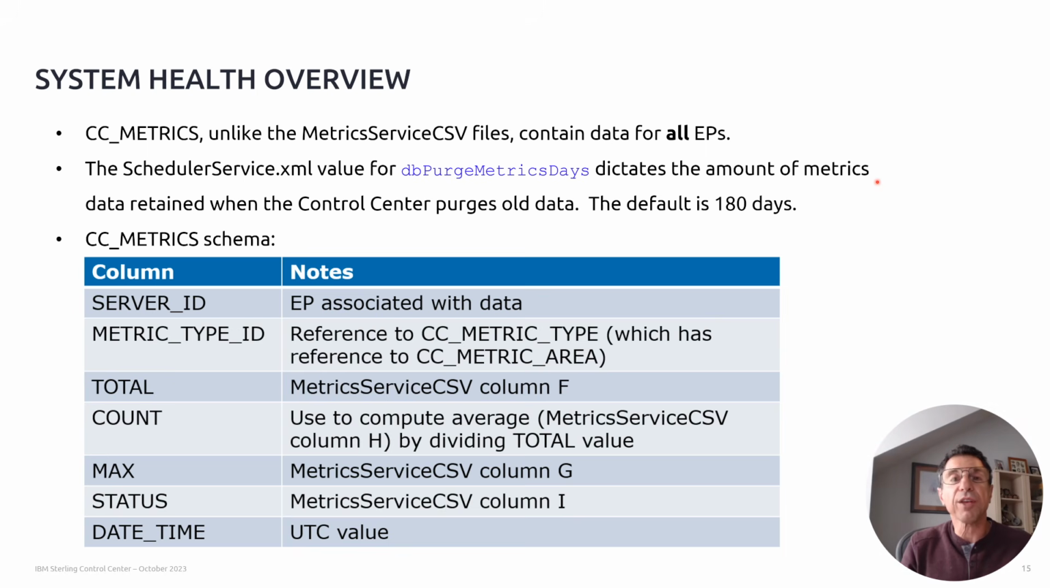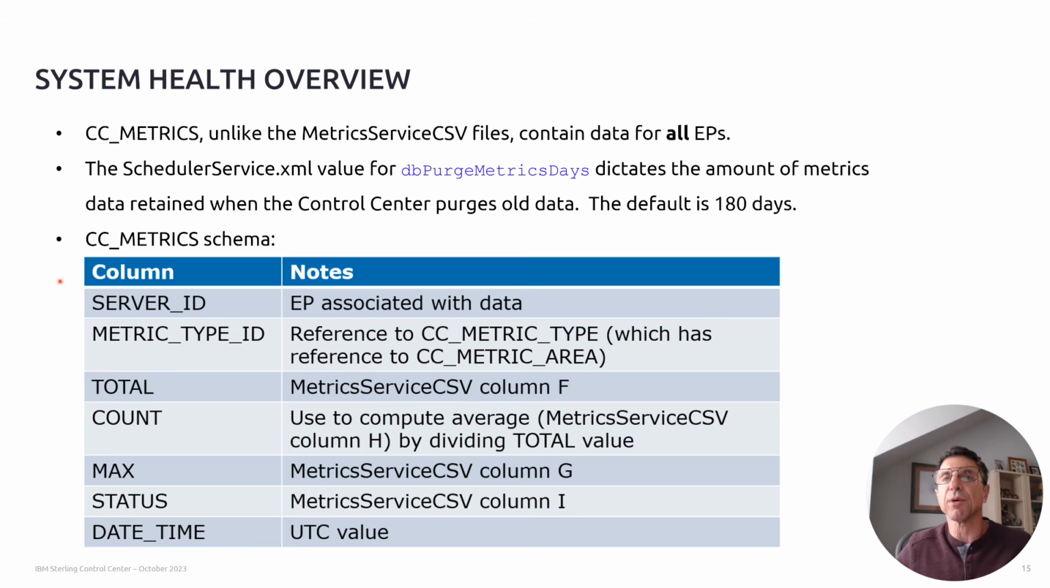Now, if you want to get really hardcore and look at the data from all your EPs, you're going to have to go to the CC metrics table. Know that this scheduler service XML, another property file, dictates how much data is kept in that CC metrics file. You can look at what the value of the DB metrics days is there. By default, we'll keep 180 days from all your EPs.